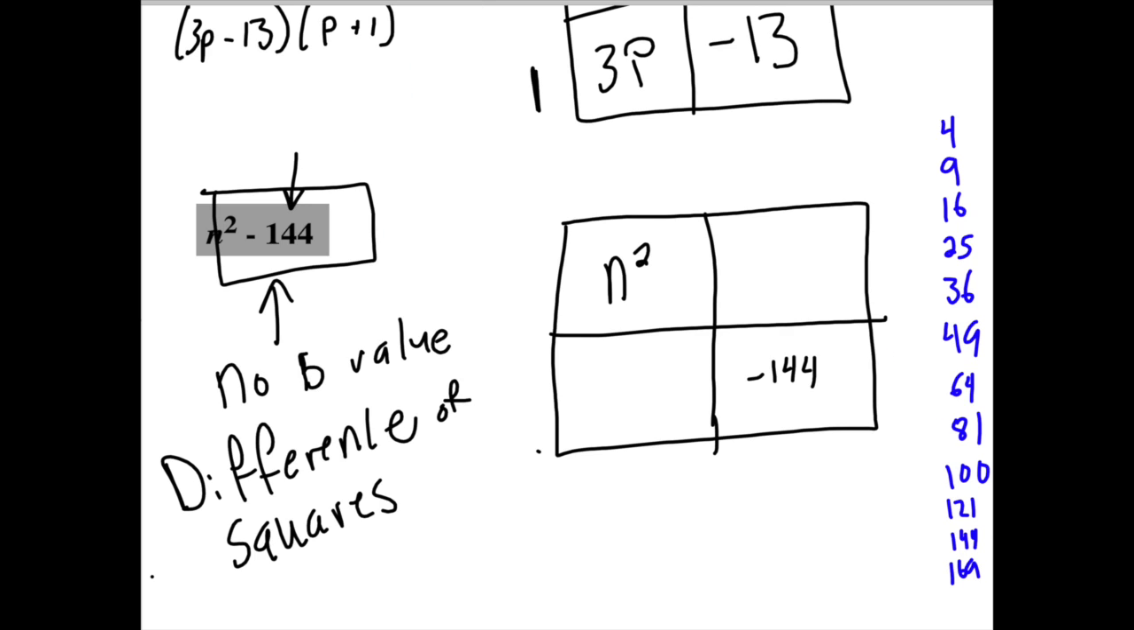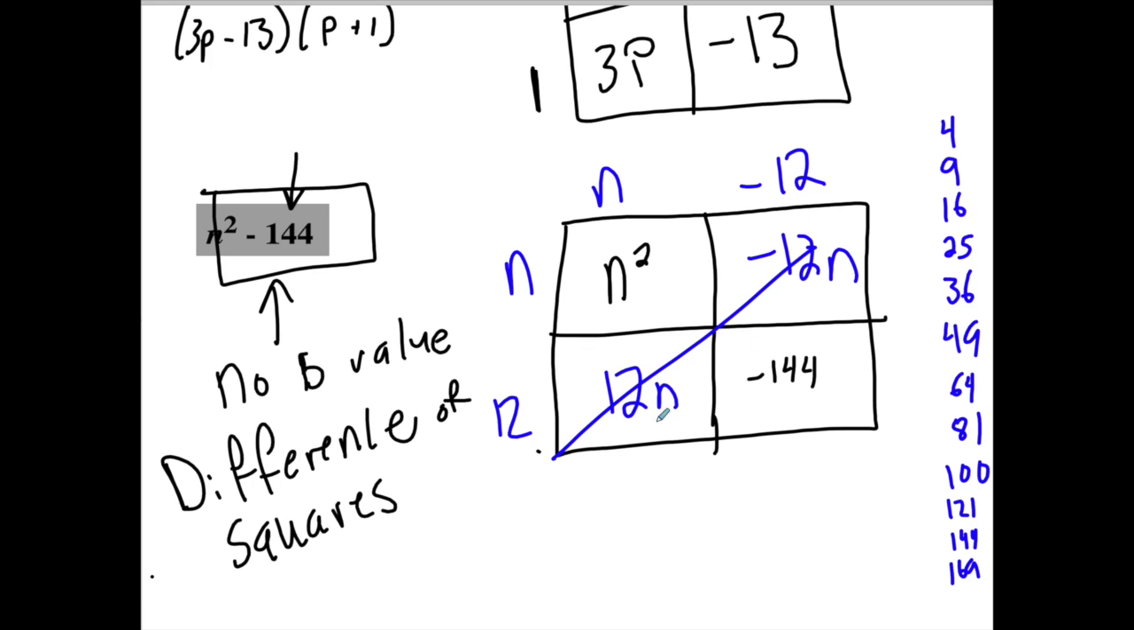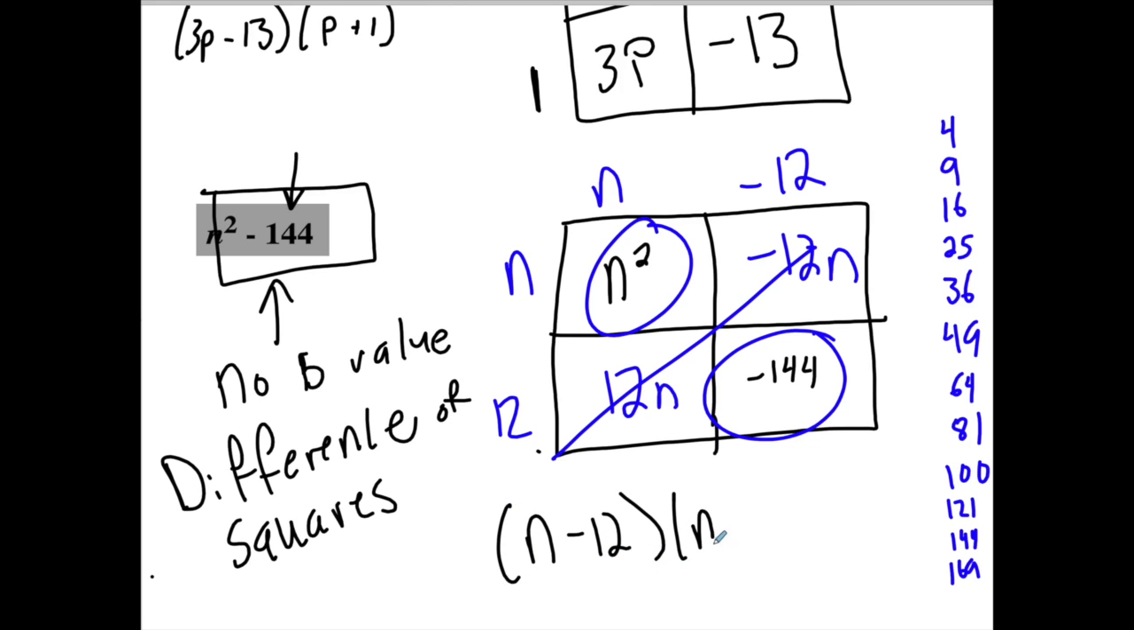Now, in this case, it's 144, and I know that I have my n and my n. Now, I know that if I have negative 12 and positive 12, and it doesn't matter where the negative and the positive goes, this would become 12, this would become negative 12, and watch what happens. They cancel out because they're opposites. And all that's left is n squared minus 144. So I get n minus 12, n plus 12.